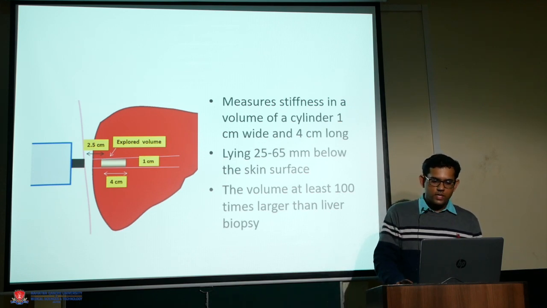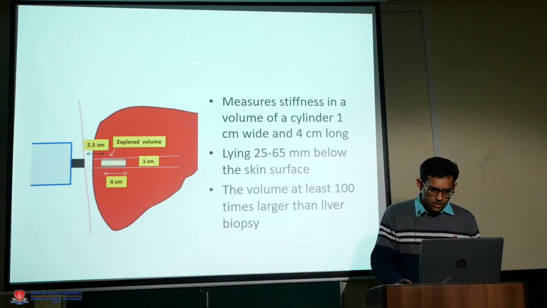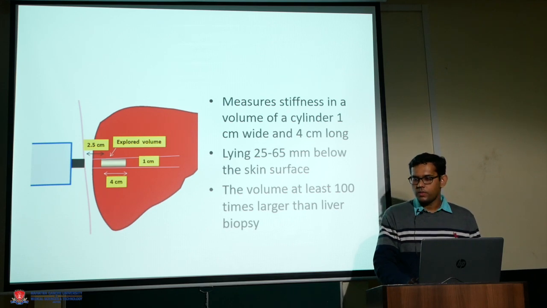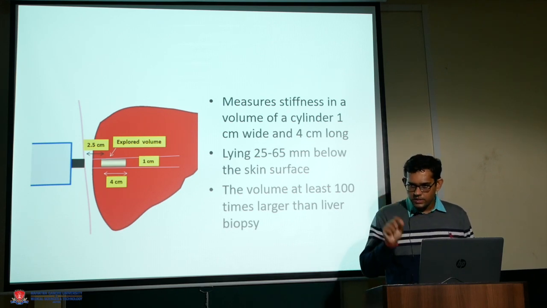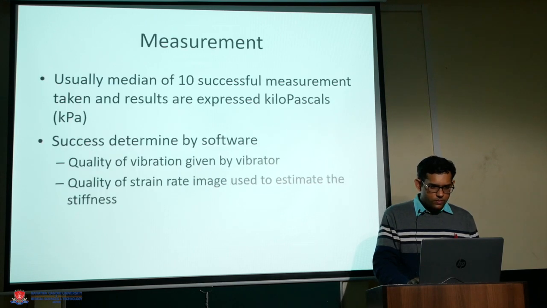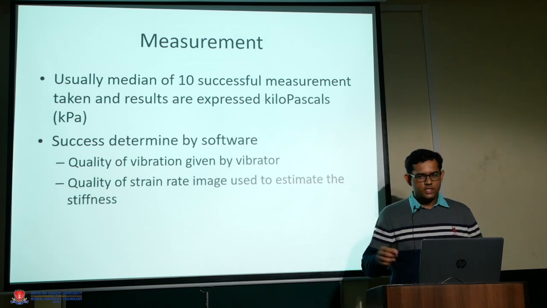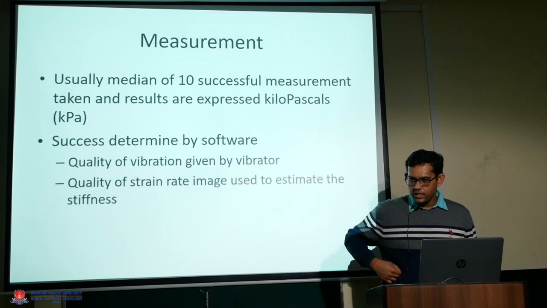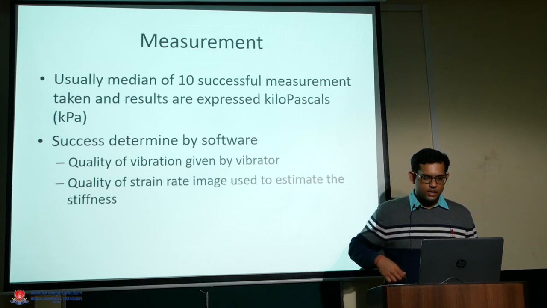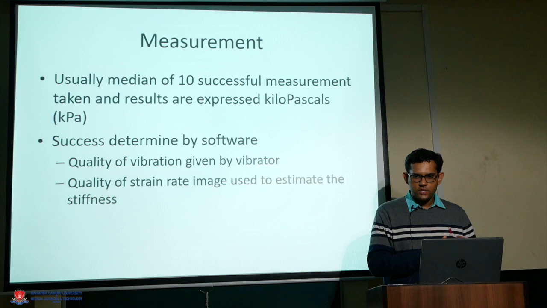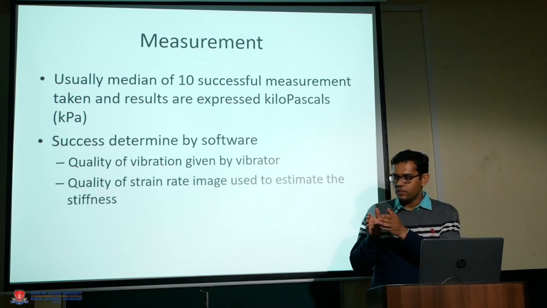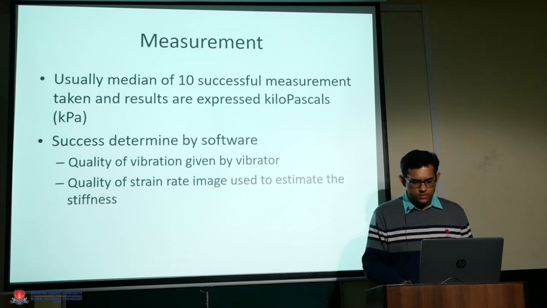The volume is at least 100 times larger than a liver biopsy. Now, a liver biopsy is much smaller; it is a small piece that you take. Now, for the measurements, usually the median of 10 successful measurements is taken, and the results are expressed in kilopascals. The shear wave pulse is given 10 times as you place the probe, and the machine will read the average or the readings with minimal failures.